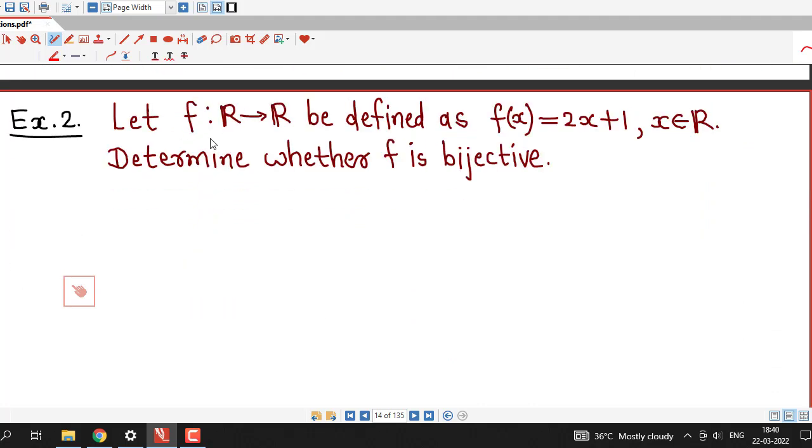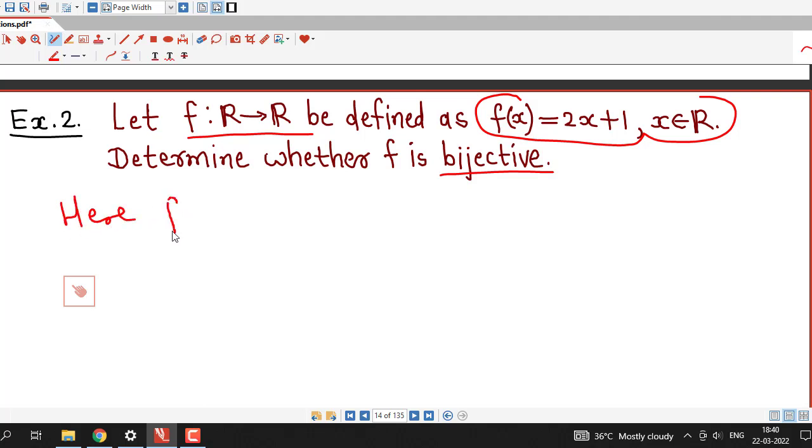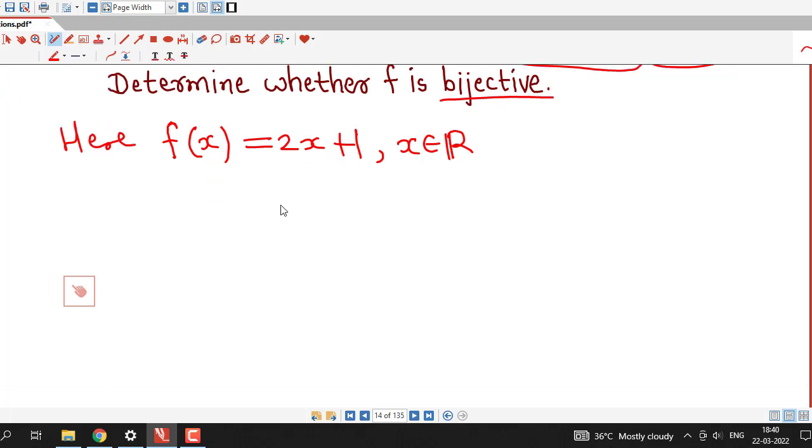Now we consider another example in which we consider a function from an infinite set to an infinite set. Here f is a function from R to R, and R is the set of real numbers. So here I have to check whether this function is bijective or not. The function is given by f(x) = 2x + 1 for x belongs to R. So first we write down the definition of the function. Here f(x) is equal to 2x + 1, x is a real number, x is in the domain which is the set of real numbers. So first we check whether this is 1-to-1 or not.